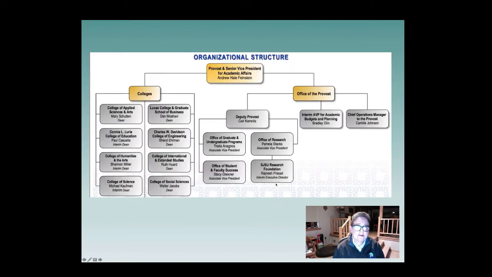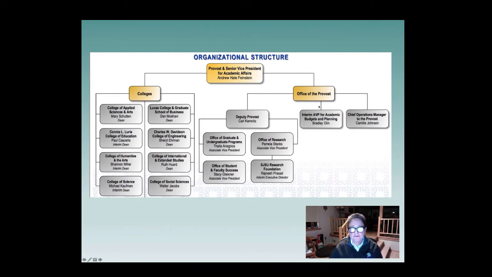Here is the organizational structure of the Academic Affairs Division at San Jose State about 6 months ago. So you can see that the provost's office is divided into two different levels, or three different levels, really. You have the provost, who's the head of academic affairs, and he's also the senior vice president. Underneath the provost, you have the colleges that each has a dean that's in charge. Underneath the deans, you would have the department chairs or the school directors.